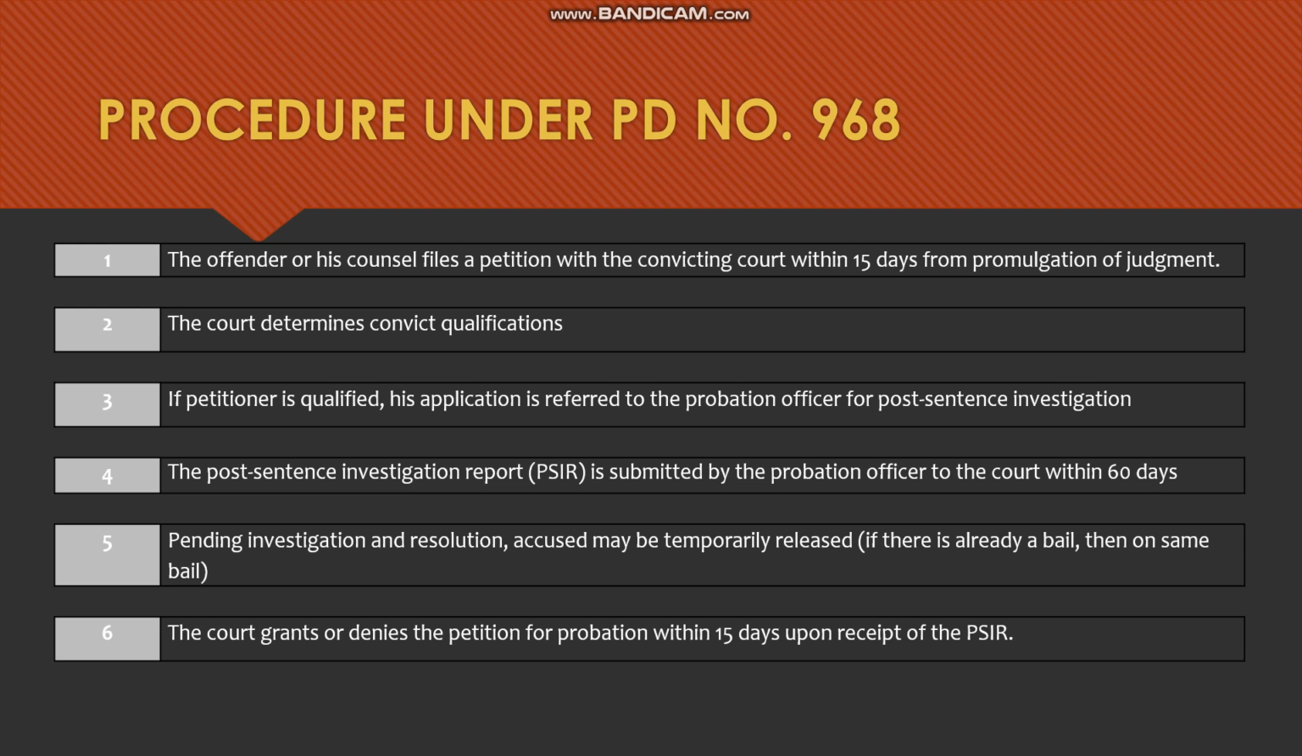Pinakaunang step or procedure, there is a need na mag-apply ang offender or his counsel sa convicting court, saan? Sa court na kung saan siya hinatulan. Kailan? Within 15 days nung araw na nahatulan siya. Bilang ka ng 15 days and then yun yung period, di ba, na kung saan pwede kang mag-apela or pwede kang mag-petition for probation. Pangalawa, nag-apply ka na and then pasok dun sa 15 days, di ba?